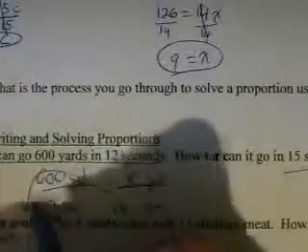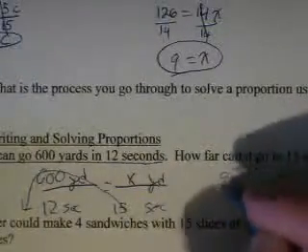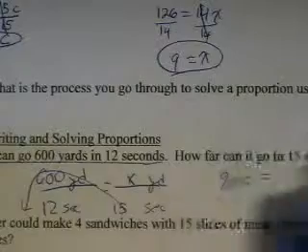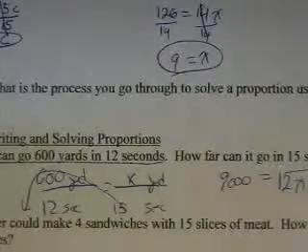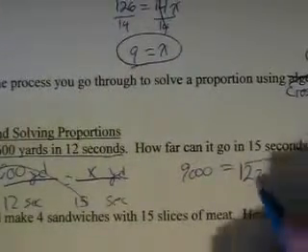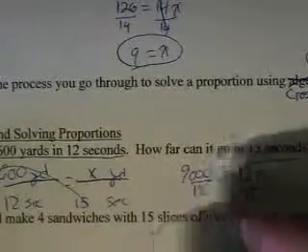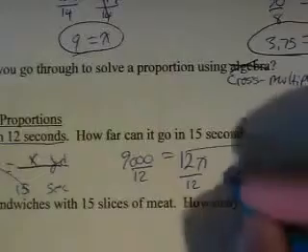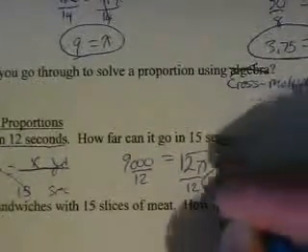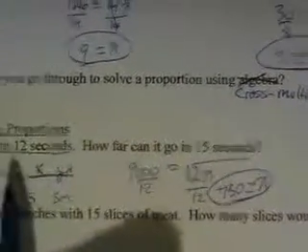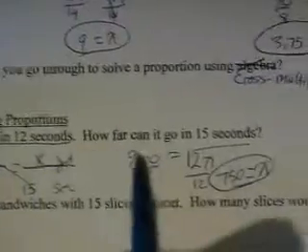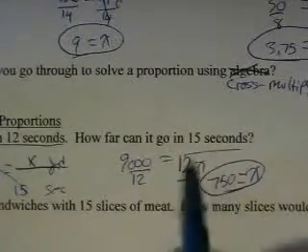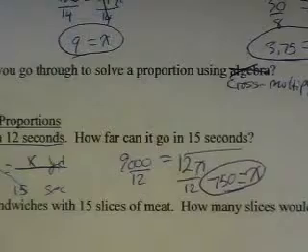So 15 times 600, 9,000. 12 times x is 12x. And divide by the number next to the variable. Divide by 12, divide by 12. x equals 750. So if you could go 600 yards in 12 seconds, you can go 750 yards in 15 seconds.